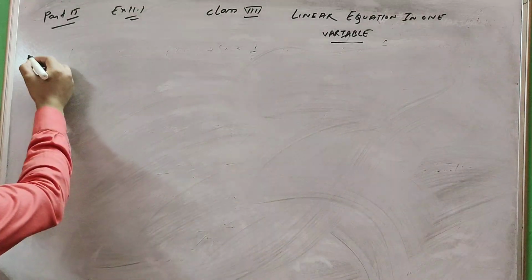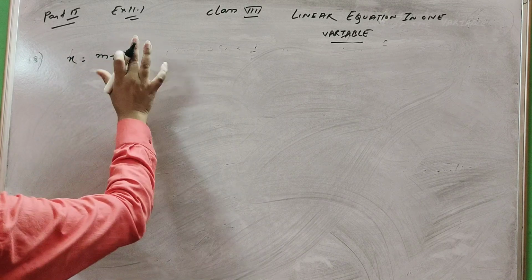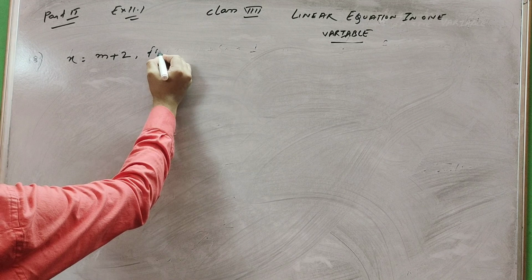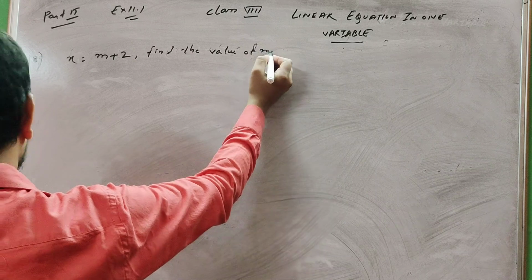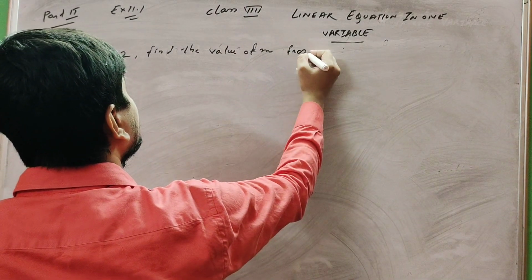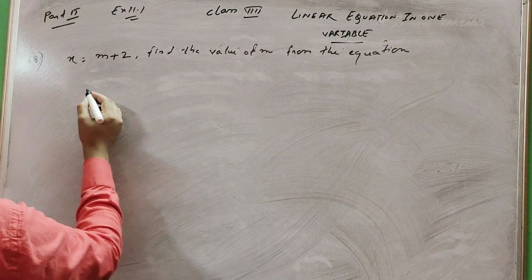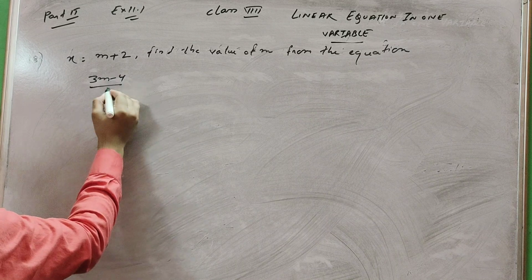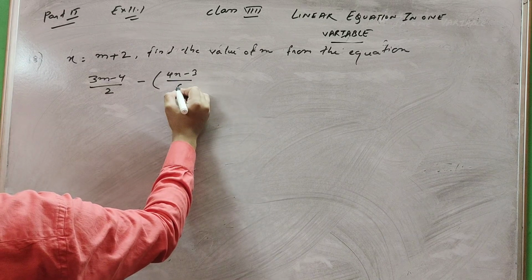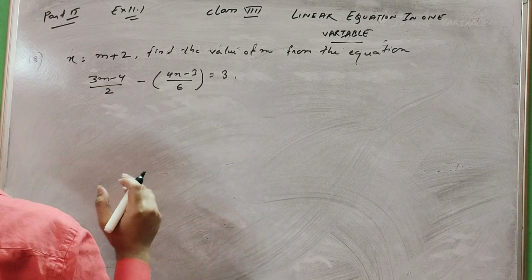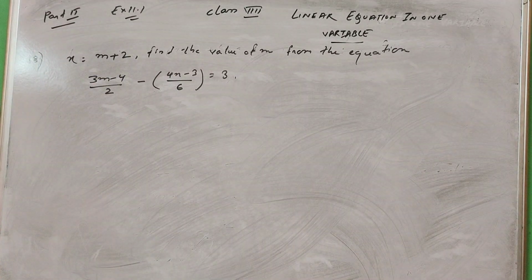Question number 18, x equals m plus 2. Find the value of m from the equation (3m minus 4)/2 minus (4x minus 3)/6 equals 3. So find the value of m.